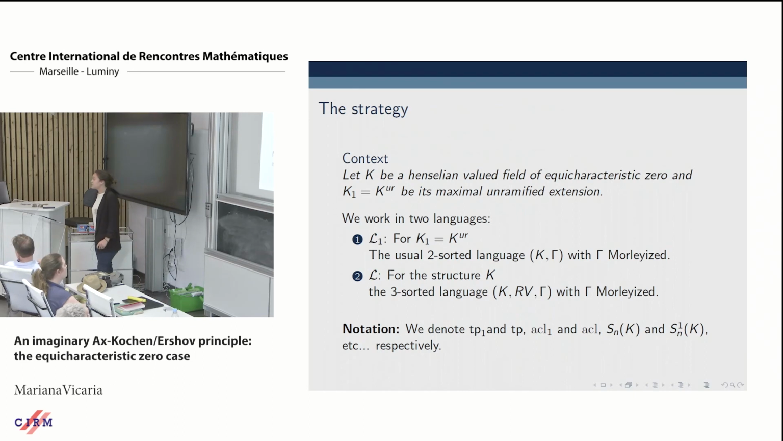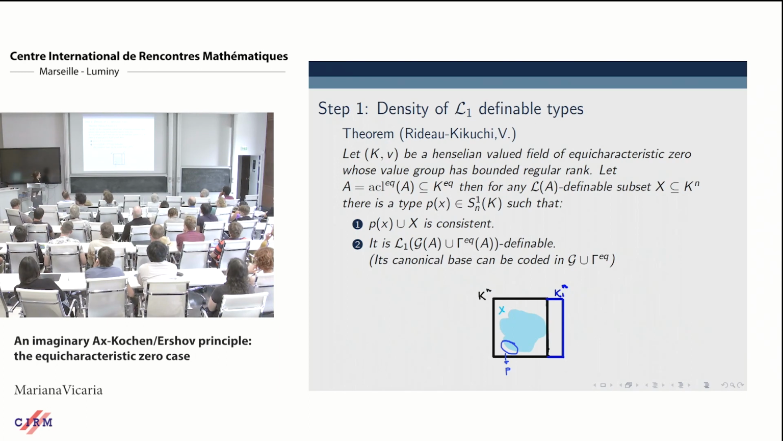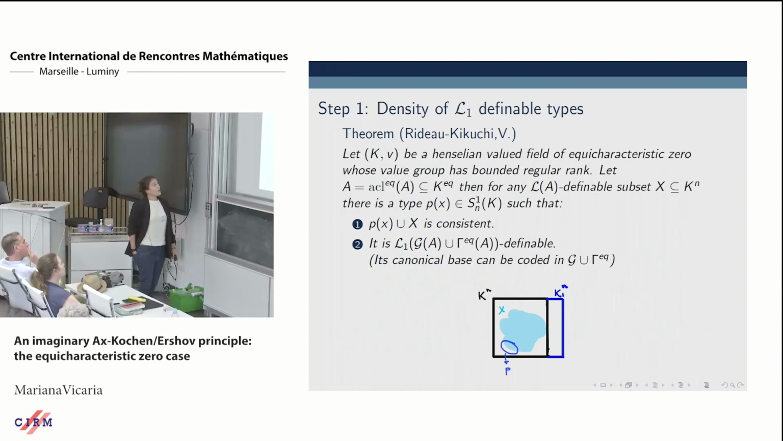Well, you add predicates for the definable sets. Or is it stably embedded gamma? Gamma is always stably embedded in the equicharacteristic 0 case. So, okay, what is step 1?